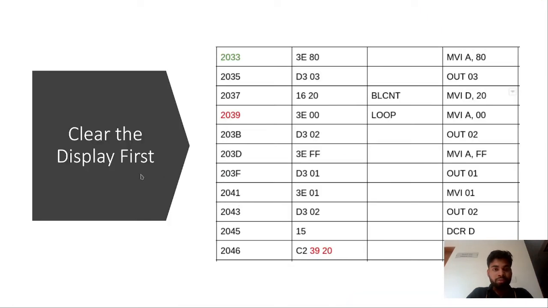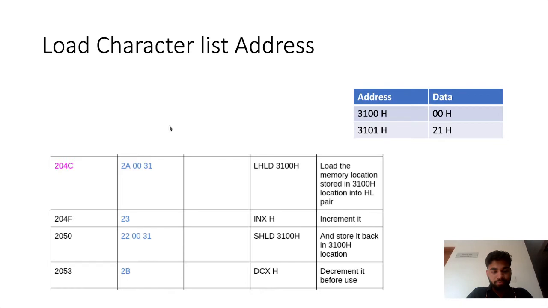Before going further, what we need to do is clear whatever is displayed on the 7 segment display. This is the clearing code for the 7 segment display. So after clearing, now we are good to go. This is how I am explaining one iteration.